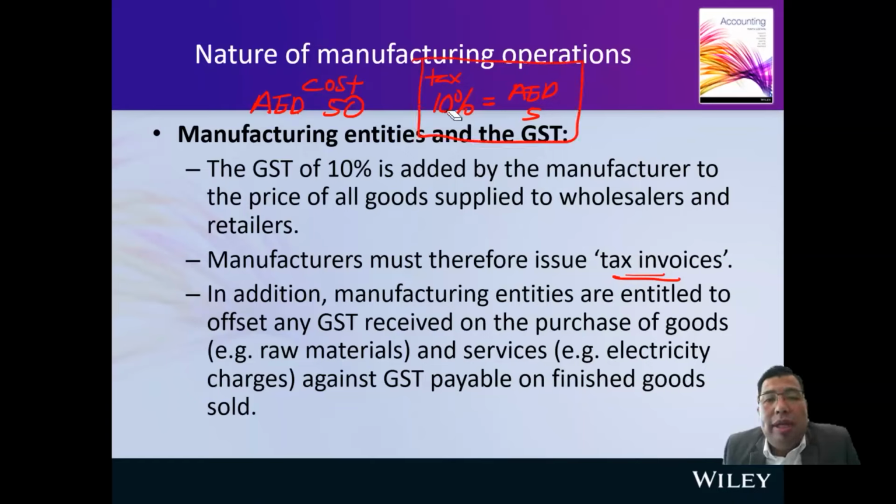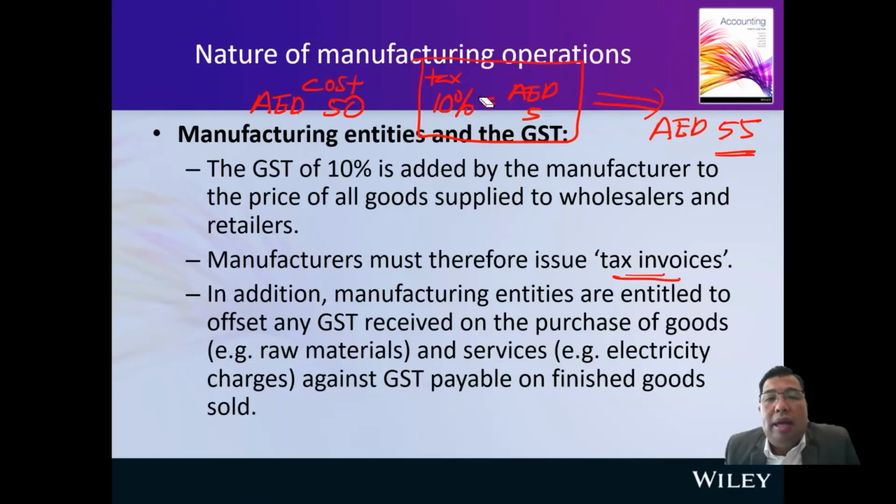Maybe in Dubai you say 5%, but I just put 10% here. So the cost now becomes 55 dirham. AED 55, I'm just putting an example here. This is the cost involved: 50 is the cost of the finished good plus the tax of 10%.